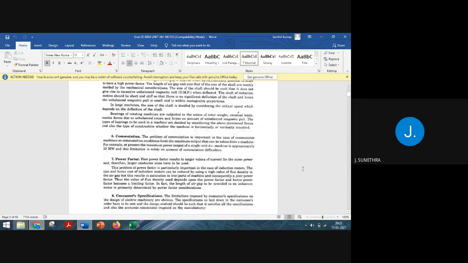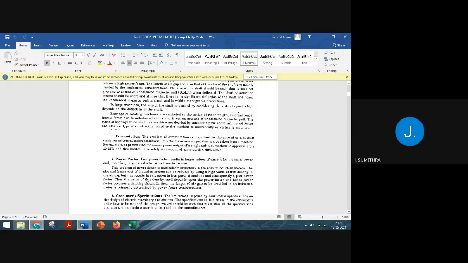And next comes commutation. As we all know, commutation is a process which does the rectification from AC to DC. If you're talking about a DC generator, this plays a major role. During commutation, there is a possibility of sparking. So while designing, this should not happen very frequently. Otherwise, it will deteriorate the life of the brushes and whatever else is involved in the commutation process. So that's what is mentioned here: the problem of commutation is important in the case of commutator machines. Commutation conditions limit the maximum output that can be taken from a machine. So we need to provide utmost care while designing the commutation circuit.